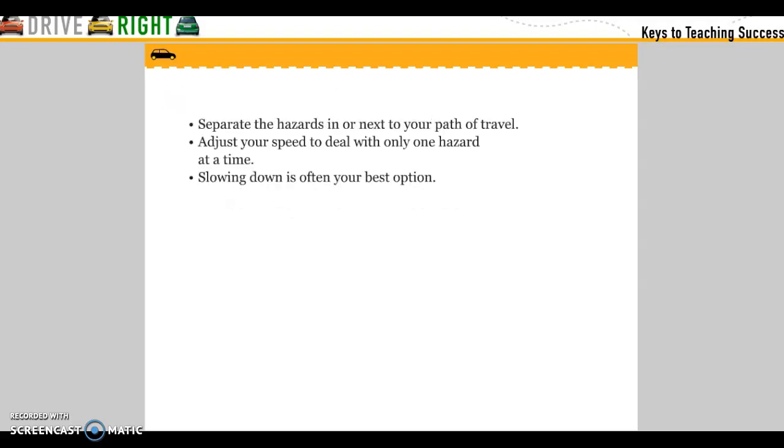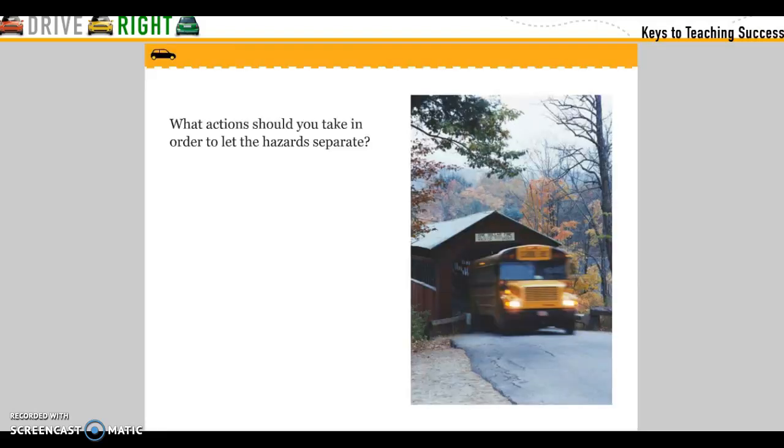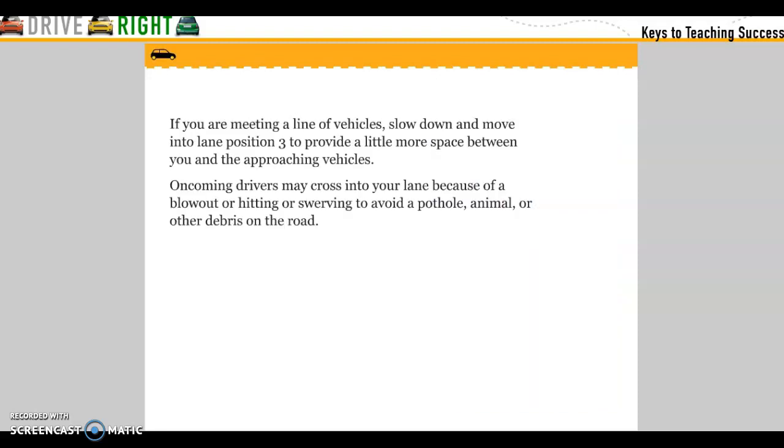Separate the hazards in or next to your path of travel. Adjust your speed to deal with only one hazard at a time. Slowing down is often your best option. What action should you take in order to let the hazards separate? If you are meeting a line of vehicles, slow down and move into lane position 3 to provide a little more space between you and the approaching vehicle.